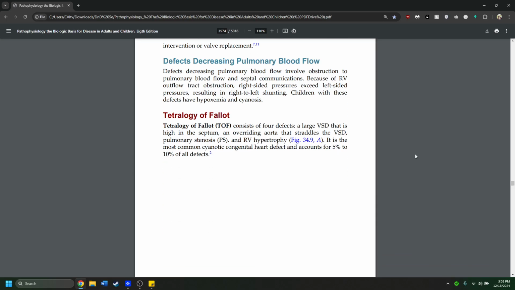This leads us to defects decreasing pulmonary blood flow. So defects decreasing pulmonary blood flow involve obstruction to pulmonary blood flow and septal communications. Because of right ventricular outflow tract obstruction, right-sided pressures exceed left-sided pressures, resulting in a right-to-left shunting. Children with these defects have hypoxemia and cyanosis.